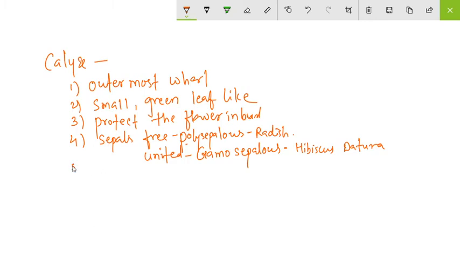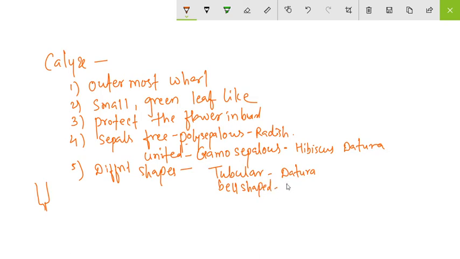Okay, the calyx shows different shapes. It may be tubular. Tubular means tube-like. Such a condition is known as tubular. Okay, so it is in Datura, or it may be bell shape.